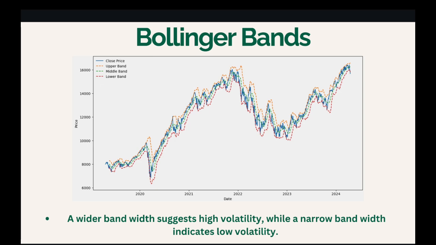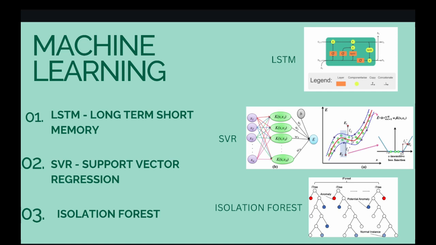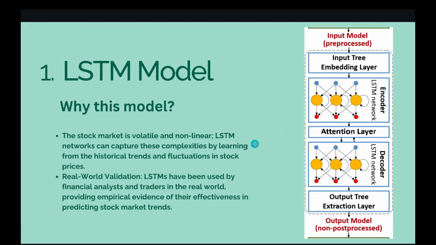Coming to machine learning, we implemented three models, namely LSTM, SVR, and isolation forest. Coming to the first model, why this model? Basically, the stock market, as we know, is very volatile and non-linear, so LSTM networks can capture these complexities. The real-world validation is evident as many financial analysts and traders use LSTMs. This is evidence that it is very effective in predicting stock market data.